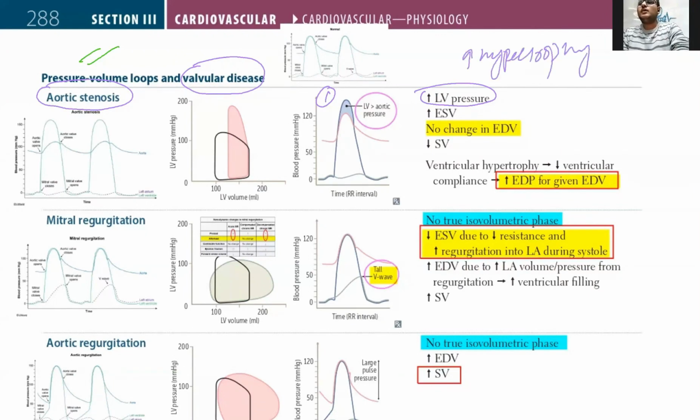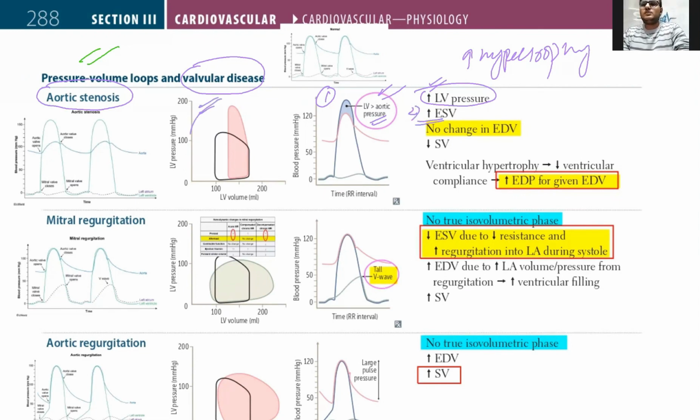because there is more aortic pressure. So the left ventricle has to put in more work to compensate for this aortic stenosis. So there will be more pressure in the left ventricle as compared to the aorta. And what will be the next change? The next change is increased end systolic volume.